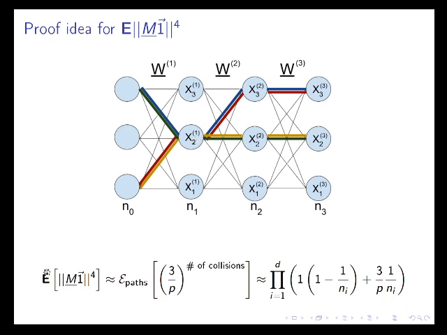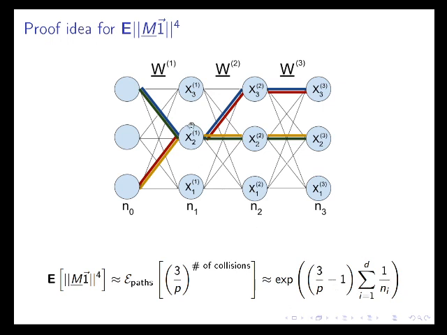So after some bookkeeping, the expected value of M1 to the power 4 is exactly the expected value, over choosing paths at random, of 3 over p to the number of times these 2 paths collide. And the number of collisions is a sort of Poisson variable, because in each layer there's n1 places where they could collide. So there's a 1 over n1 probability they collide in layer 1, a 1 over n2 probability they collide in layer 2, and so on. And so after the final accounting, you end up with this nice formula, which is exactly what we want: 3 over p minus 1 summing over all 1 over ni. And that's where the 3 over p minus 1 comes into play.